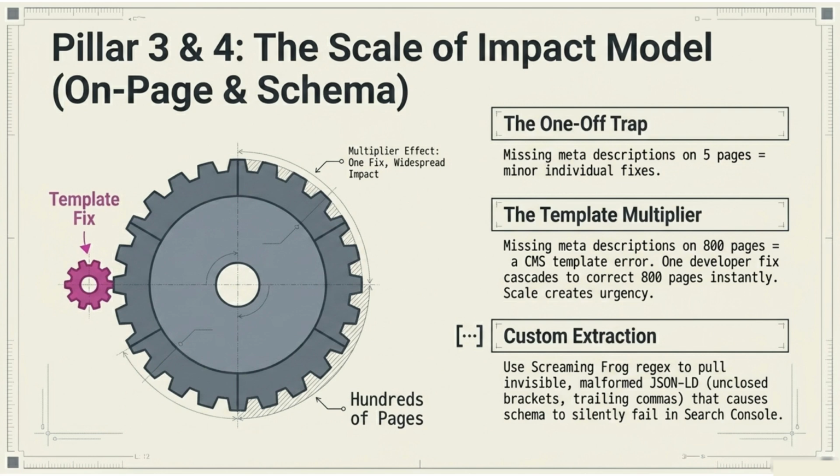Pillars 3 and 4 involve the scale of impact model, focusing on page and schema. The template multiplier highlights how one fix in a CMS template can correct hundreds of pages instantly, creating urgency. Custom extraction is used to pull malformed JSON-LD that causes schema to fail.